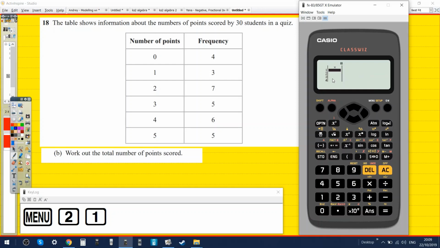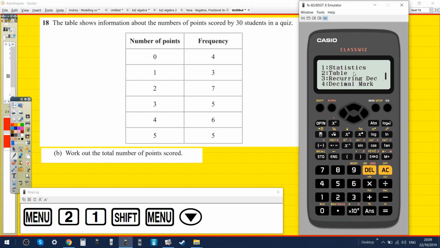But ours has an x and nothing else. Shift menu, and it'll do the setup. Press down for statistics, number 1. Frequency on or off. Let's switch it on. Press 1 to switch it on. Now we have that and the frequency. Now you're just copying and pasting in the question.